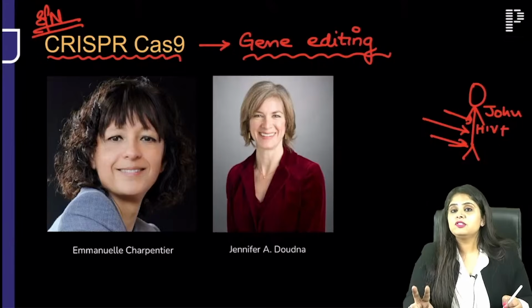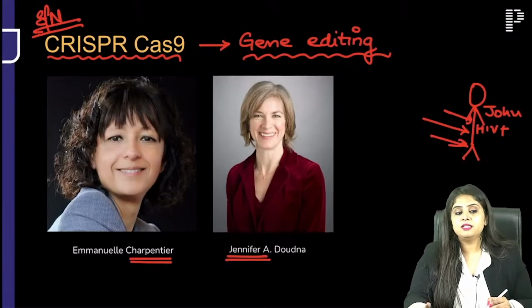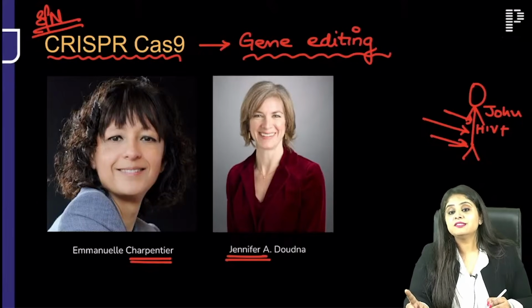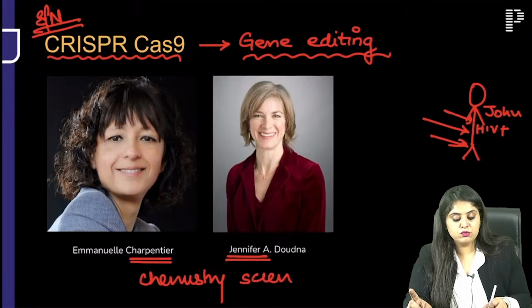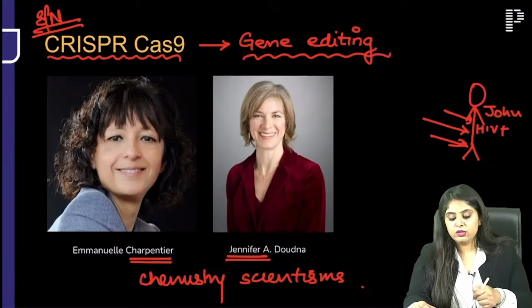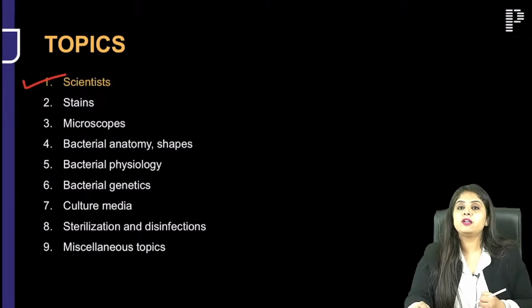There are two chemistry scientists, two female chemistry scientists called Carpentier and Jennifer. Madam Carpentier and Madam Jennifer gave it to us, and they received a Nobel Prize for this. Please remember these two, because these two are not written in your books. They will be asked. Okay, so now we have done the very first topic, tick mark of general microbiology.